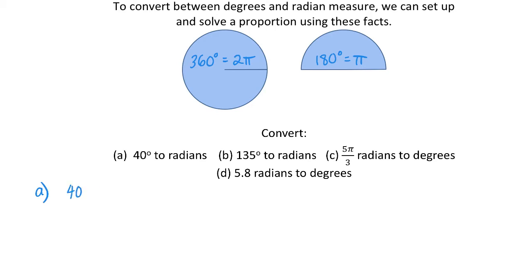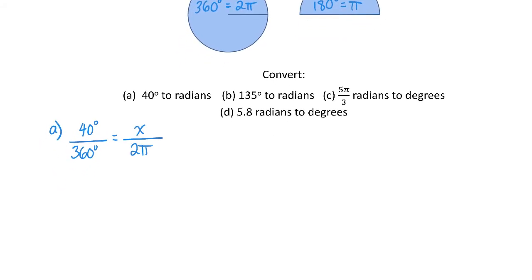So what we're thinking about is that 40 degrees is some portion of a full circle, right? And we want to know how much of a portion of a full circle that is in radians. So I'm setting up this equivalent fraction, this proportion. You can see that 360 degrees is all the way around the circle, and 2 pi is also all the way around the circle. So that works for us here. And 40 degrees is a portion of that. We want to know what that portion is in radians. So now we just have an equivalent ratio that we can solve.